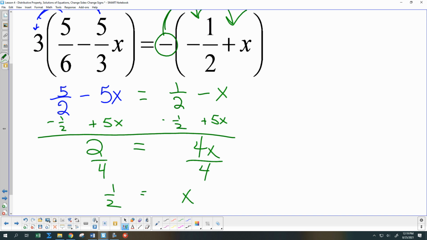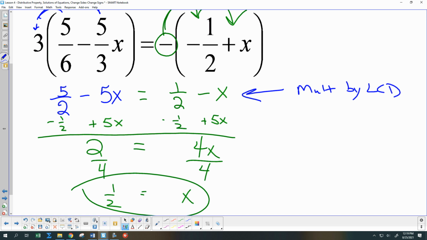Make sense to everybody? Now, some of you may have been thinking, when you get here and there's no more distributing you can do, oh, well, I get rid of the fractions first. Especially if they were different, if it was 5 halves and 1/3 or something, you could multiply by the LCD to get rid of your fractions. You could multiply everything by 2 and say 5 minus 10x equals 1 minus 2x and keep going, and you get the same answer. This is somebody who's thinking, oh, fractions, let's clear fractions.